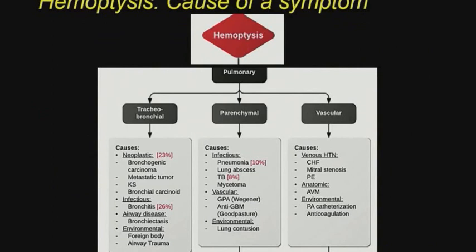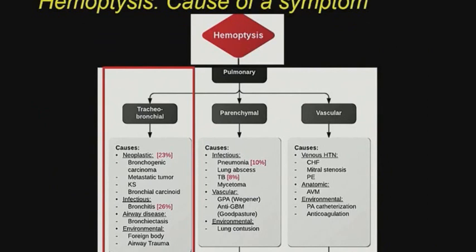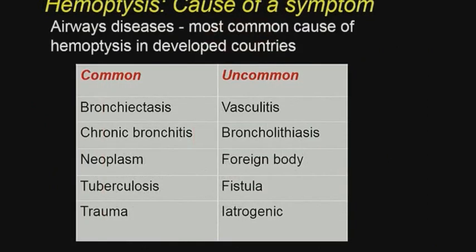So if we look at the vast majority of the causes of hemoptysis, we can divide them into three categories: the tracheobronchial, the ones that I'll be focusing on, the parenchymal, and the vascular. So the airway diseases actually now are the most common cause of hemoptysis in developed countries.